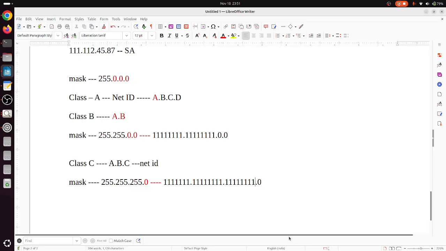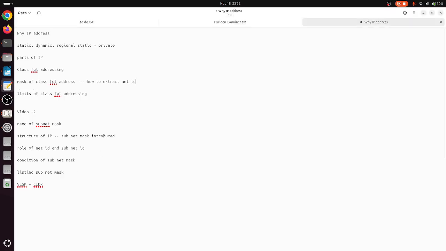So the role of the mask is to extract the network number from your IP. Since your IP address is private, it will be translated to a public IP, and it takes the IP address of your router for the packet to move in the network. So in order to extract the network number of your router, I will be using the mask for this purpose. I have explained how to extract the net ID and the limits of classful addressing.